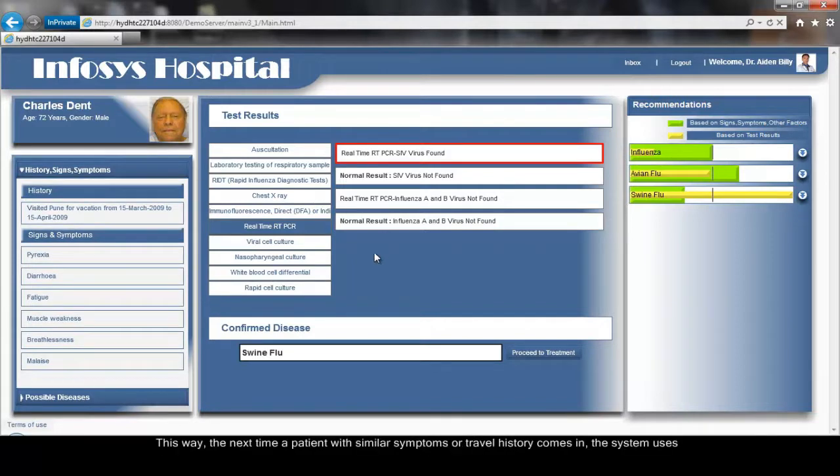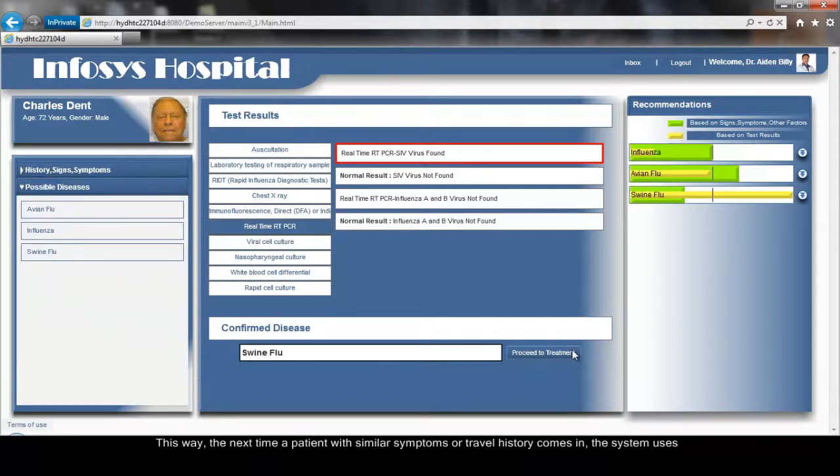This way, the next time a patient with similar symptoms or travel history comes in, the system uses previous information to give an updated score to the disease.